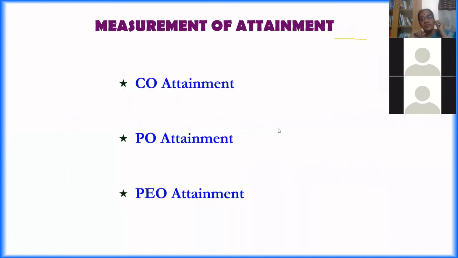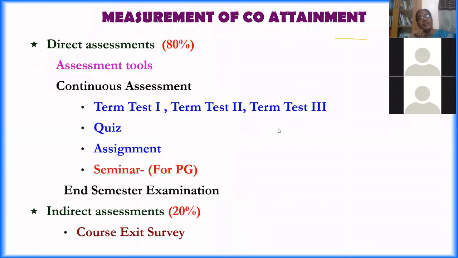Then for measurement of attainment, you first have to teach the course, use evaluation methods, and calculate the CO attainment. Using the CO attainment, calculate the PO attainment. Using the PO attainment, we will judge our level. And PEO attainment is the final thing that you have to calculate after 3 years of your program.